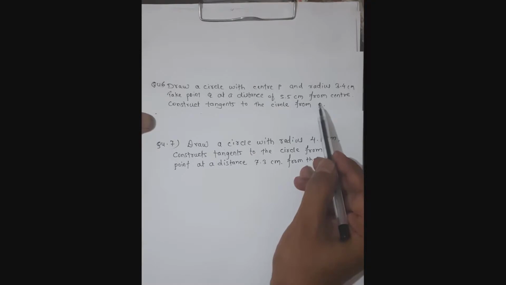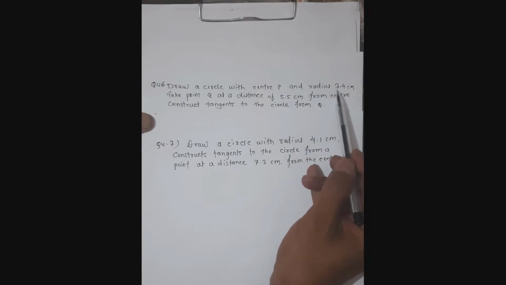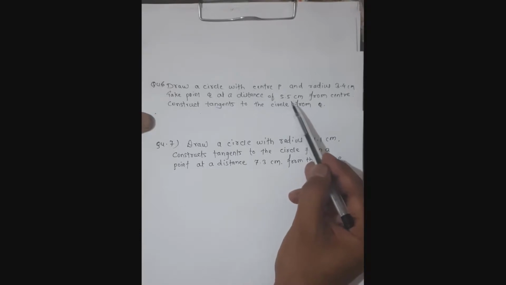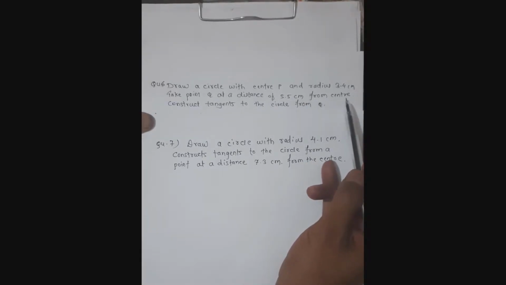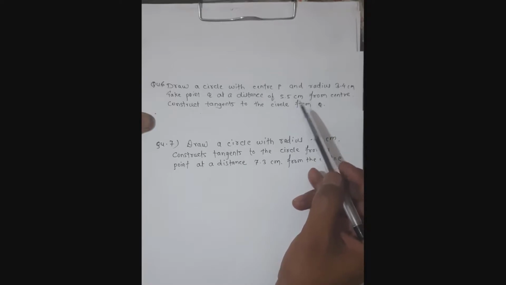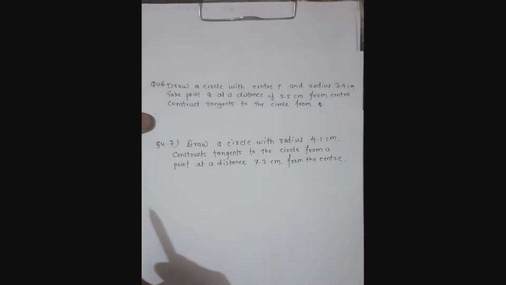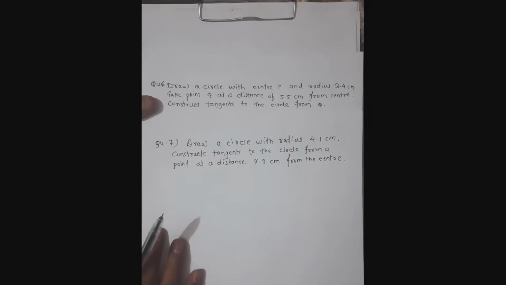So in this first question, that is in question number 6, we have to draw a circle with a center P and a radius 3.4 centimeter, and we have to take point Q at a distance 5.5 centimeter from the center, and we have to draw tangents to the circle from point Q, that means tangents from a point outside the circle. Now we first discuss question number 6, which is also similar to question number 7.